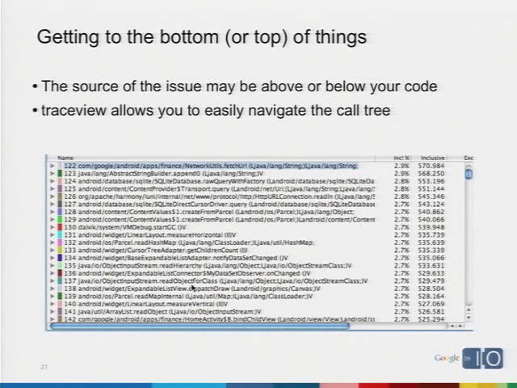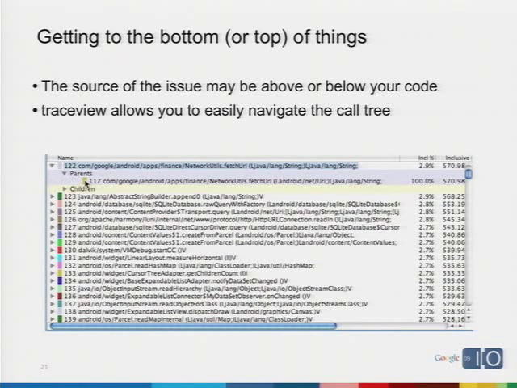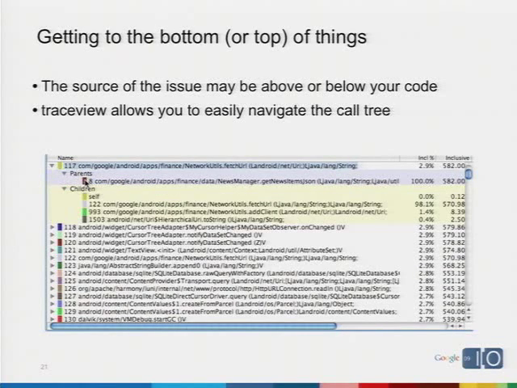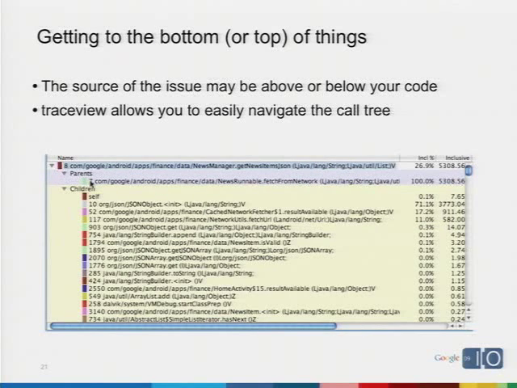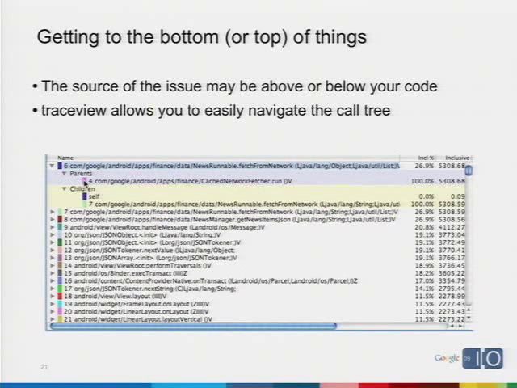So like I said, the source of your performance issue may not actually be in your code, but it may be somewhere else. And to get to the bottom or to the top of that, tracing through the call tree can be very useful. So I'm just going to show a quick example here. I can click on the down arrow there and see where this method was called from. It's called from fetch URL. Go up further to parents, and I could also then go and navigate down the call tree into any of the children.